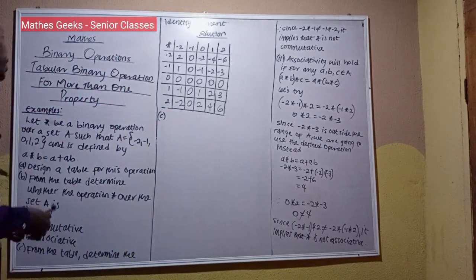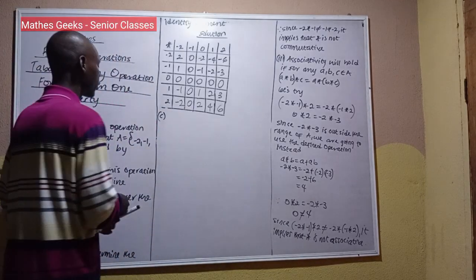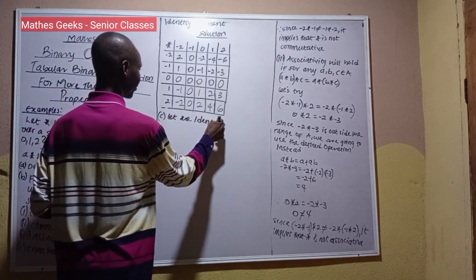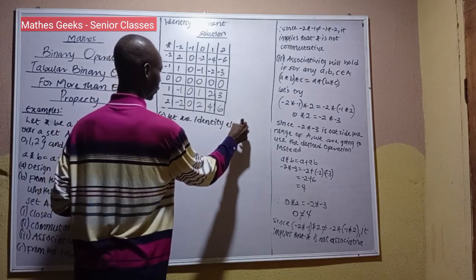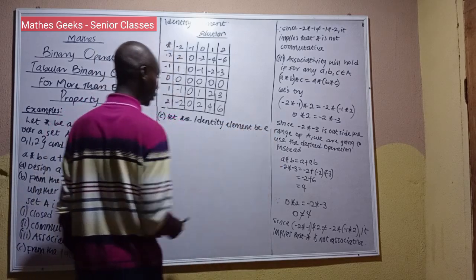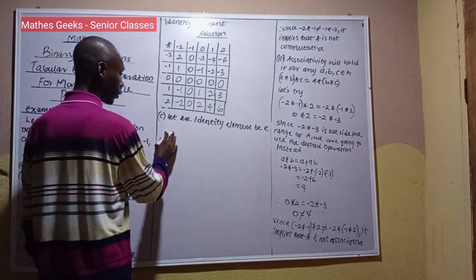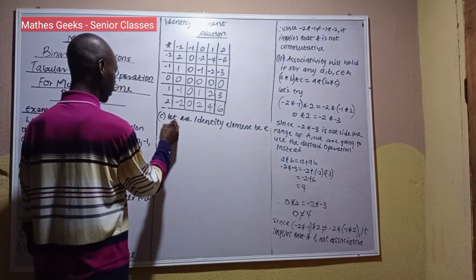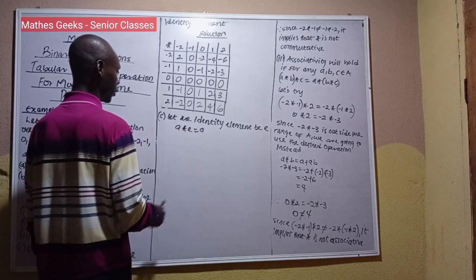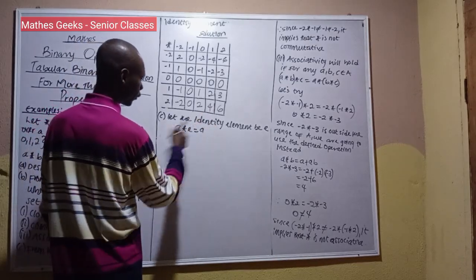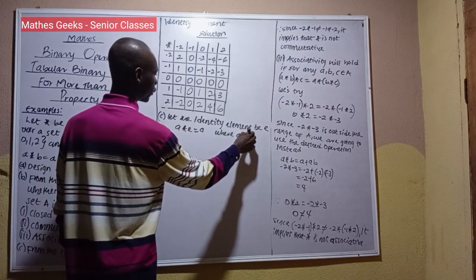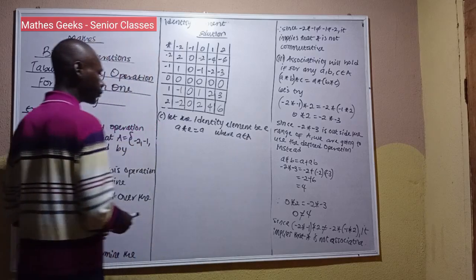See, from the table, determine the identity element. So select the identity element. The identity element will be E. From what we know from the identity property, A star E should give us A, where E is about the set A.